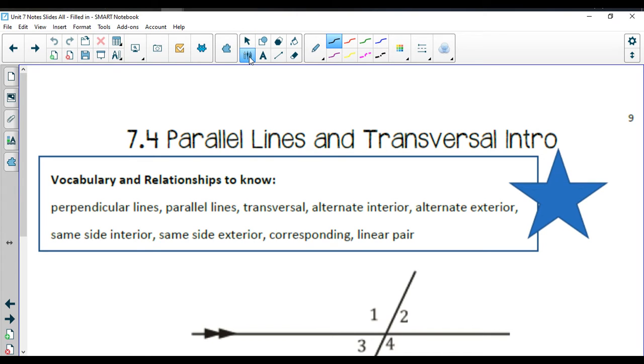All right, this is lesson 7.4, parallel lines and transversal intro. We are in your notes packet on page number 9. Today is a day that is crazy full of vocabulary words. So you'll notice up here, there's a really big star here.